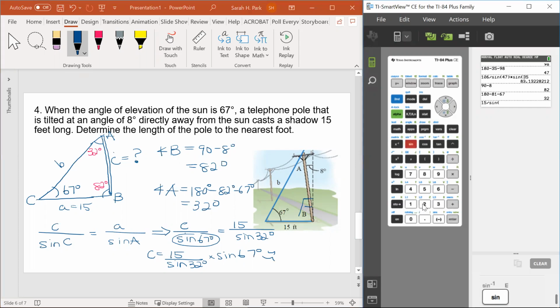15 over sine of 32 times sine of 67. And it's about 26 feet.